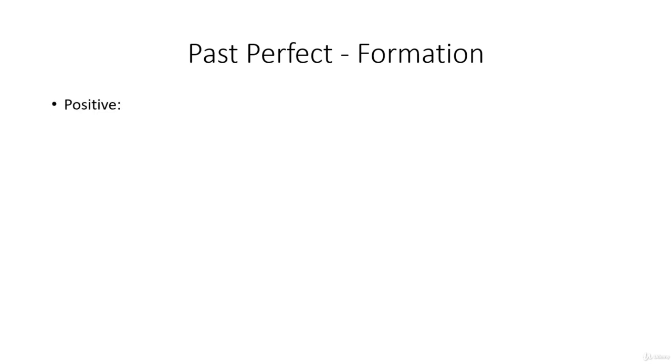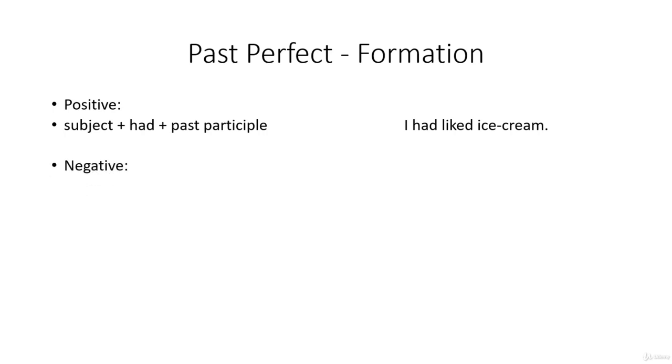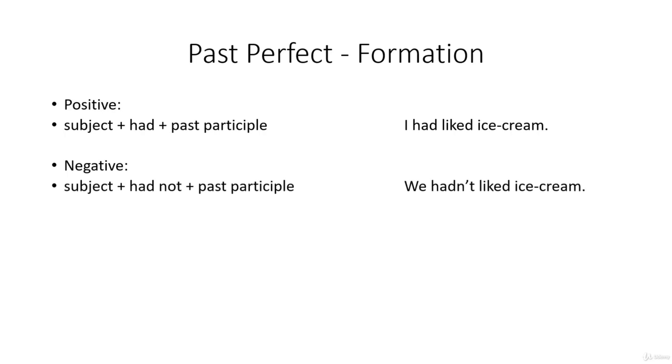Past perfect is formed as follows. In the positive case, we have subject plus had plus past participle. Example, I had liked ice cream. In the negative, subject plus had not plus past participle. We hadn't liked ice cream.